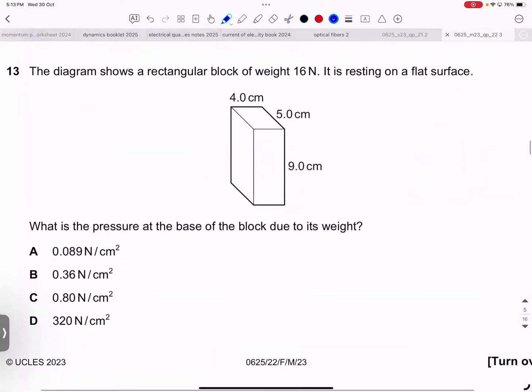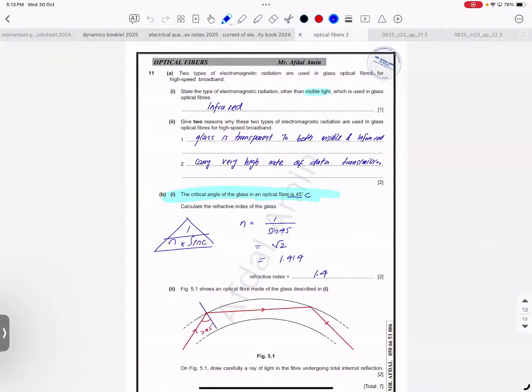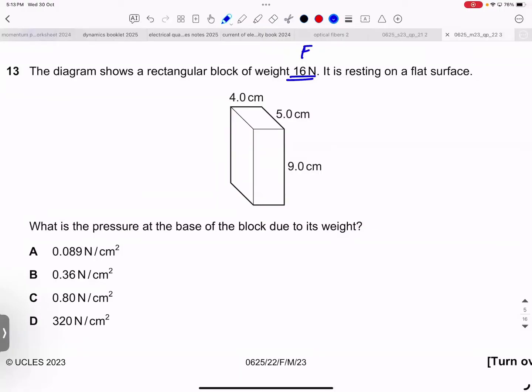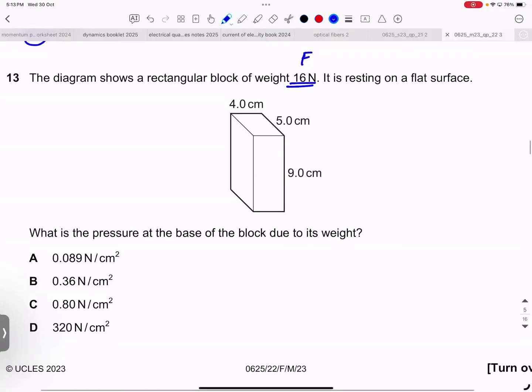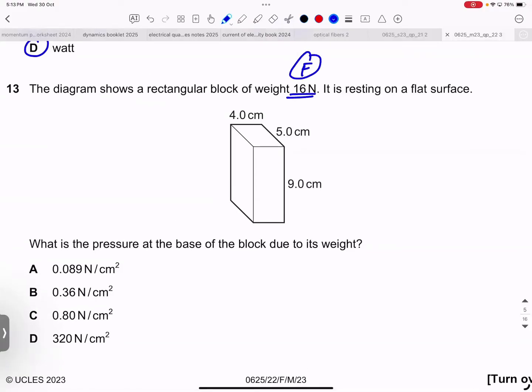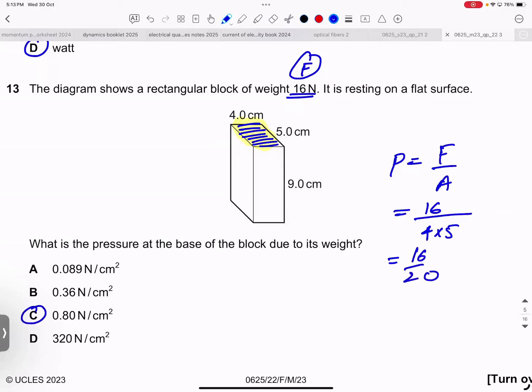Question number 13. The diagram shows the rectangular block of weight. You have the weight, which is also the force, the downward. So weight is 16 Newton. It is resting on a flat surface. Pressure is force over area. Which area? The base area, which is the same as this shaded area, the cross section. 16 over 4 times 5, 16 over 20. Option C.